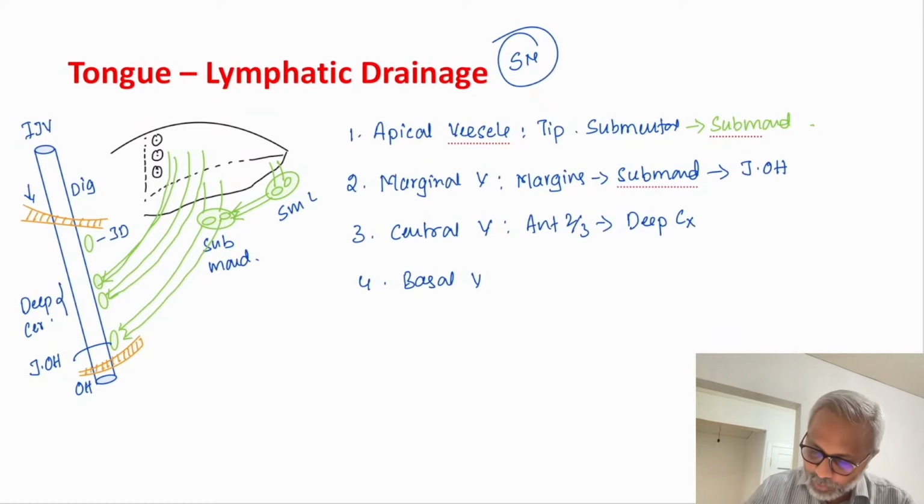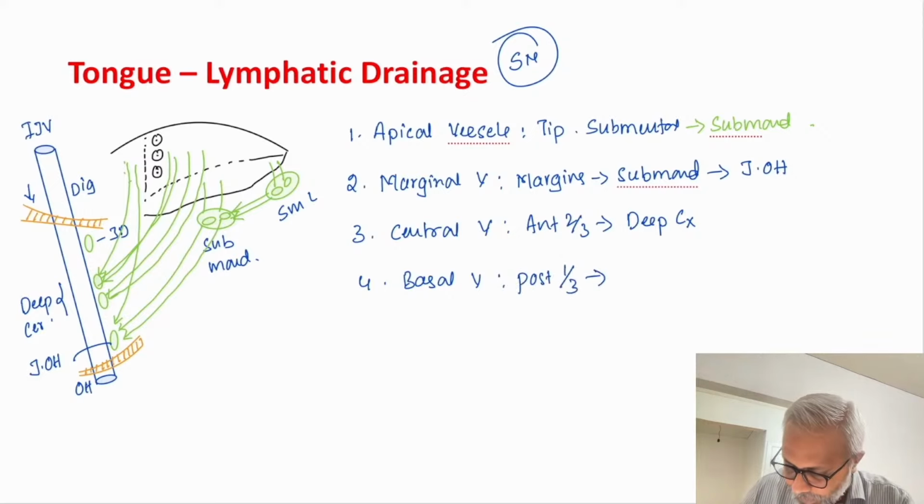The last group. What about the last group? The last group is the basal region, which is the posterior 1/3 of the tongue, and this also drains into the deep cervical nodes or jugulo-omohyoid nodes. So they drain the posterior 1/3, and they drain into deep cervical and jugulo-omohyoid nodes.